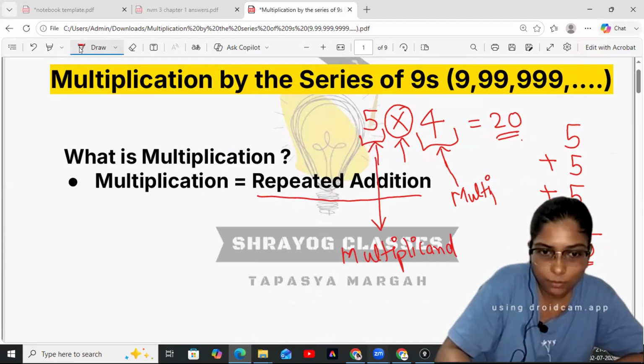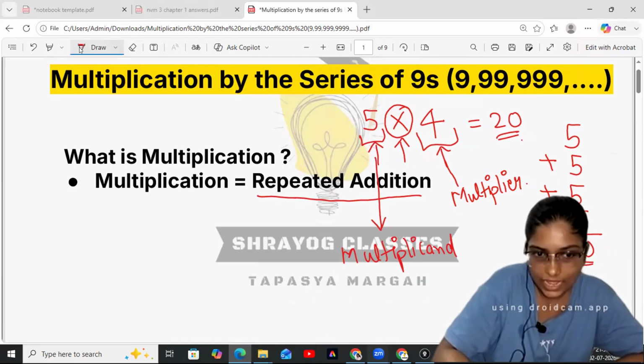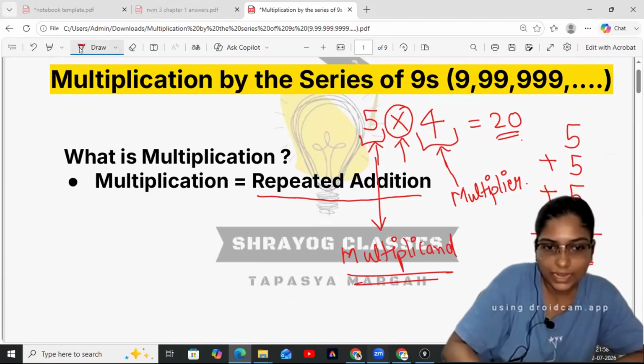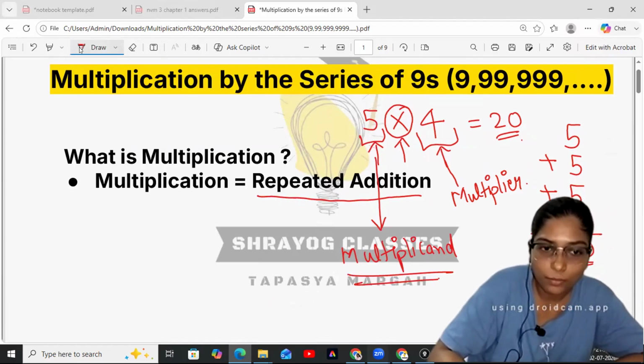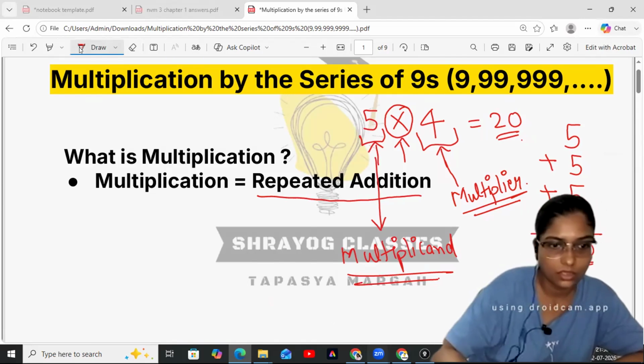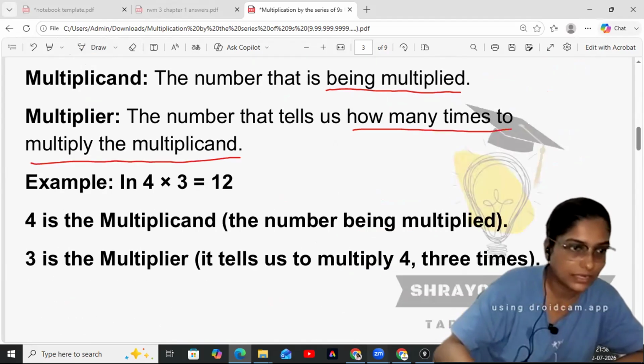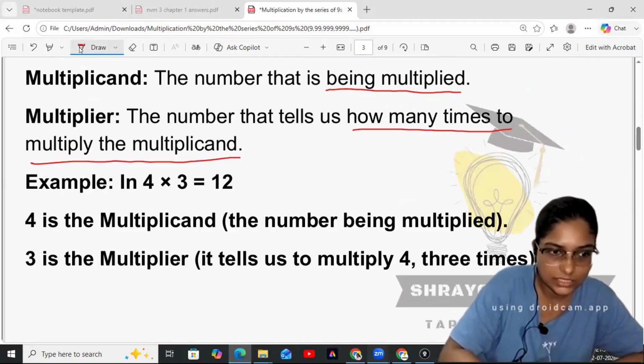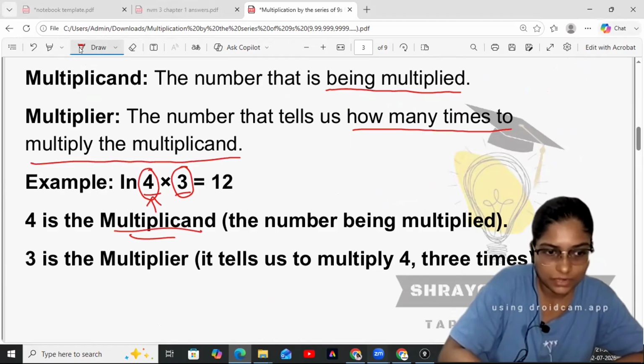What number should be added is the multiplicand, and how many times that number should be added is the multiplier. Once we understand what multiplicand and multiplier are, even in this example, 4 multiplied by 3, it means the number 4 is added 3 times. So 4 becomes our multiplicand, and how many times should this 4 be added? 3 times. So this 3 becomes our multiplier.